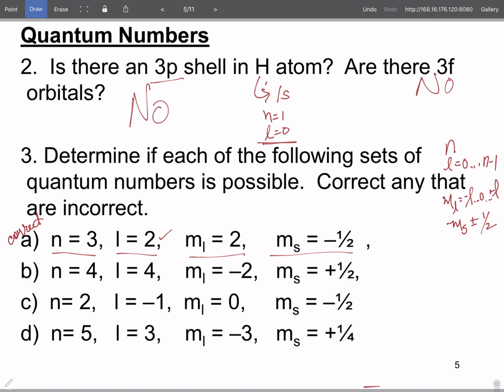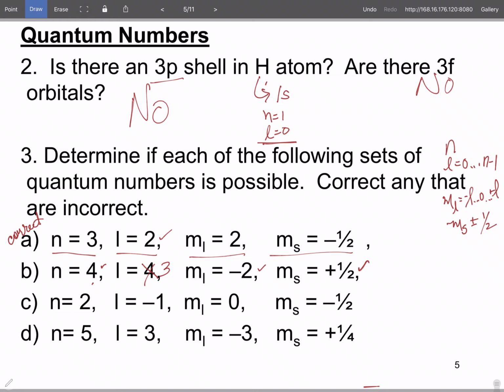So on B, n is equal to 4. Can L be equal to 3? Nope. So let's pick the maximum it can be. You could pick any of the other ones, but we'll go with 3. If L is equal to 3, can M sub L be equal to minus 2? Yes, because if L is equal to 3, M sub L can be equal to minus 3, minus 2, minus 1, 0, 1, 2, 3. As long as it's one of those values, we're okay. And can an M sub S be equal to 1/2? Yes. So at this point in time, we've corrected the whole thing.